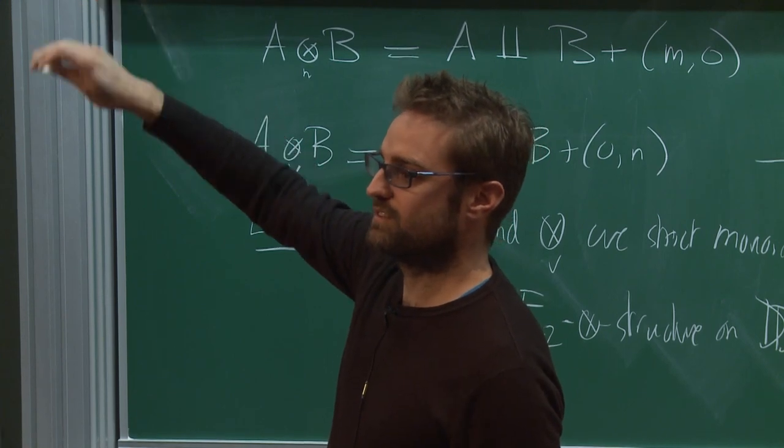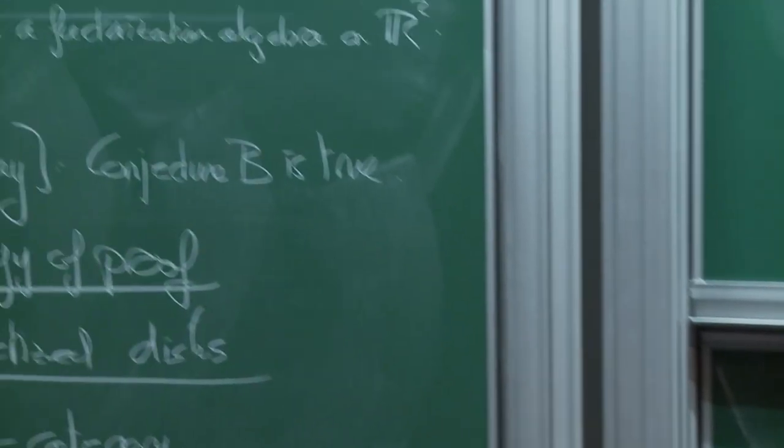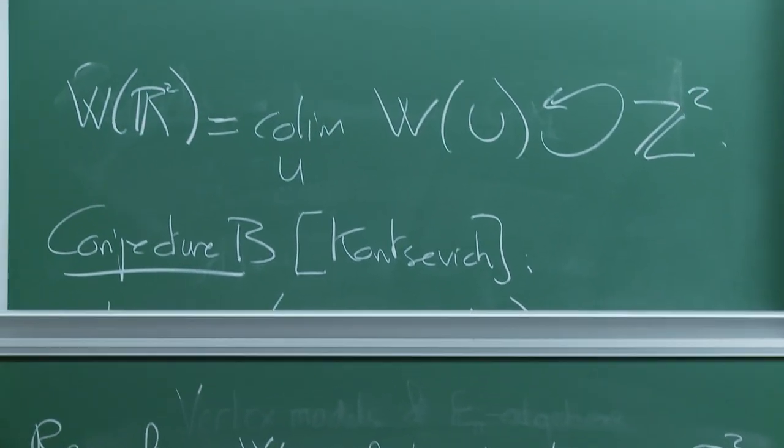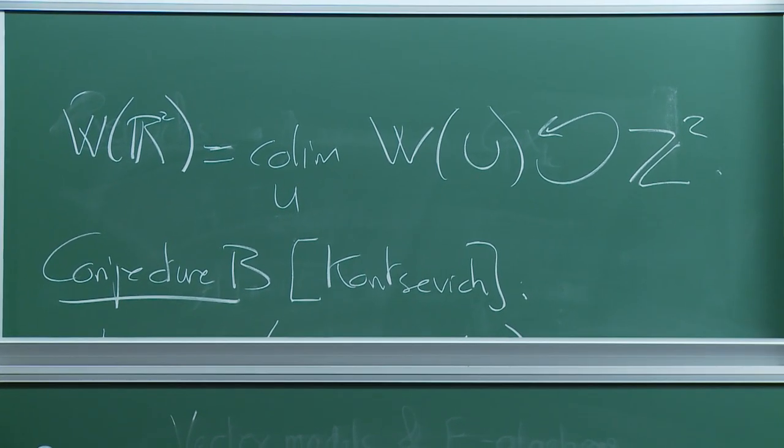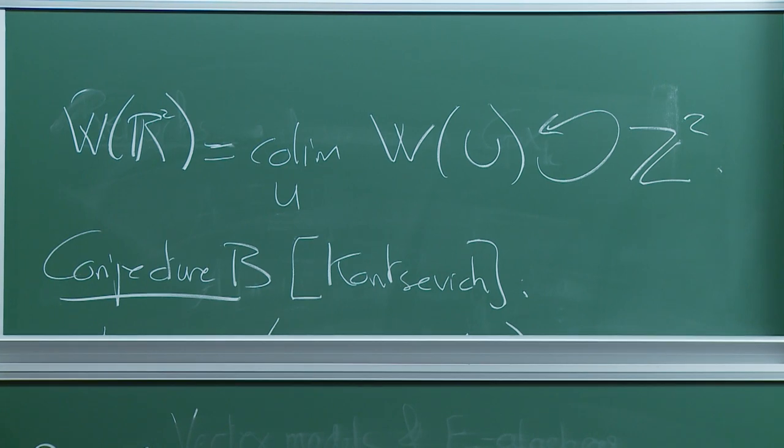You get a vector space with the element. It should be the unit for all kinds of... It will be the unit of EN. It's the unit in this E2, yeah, it's the unit of the E2 algebra. But W is the name of the space, right?